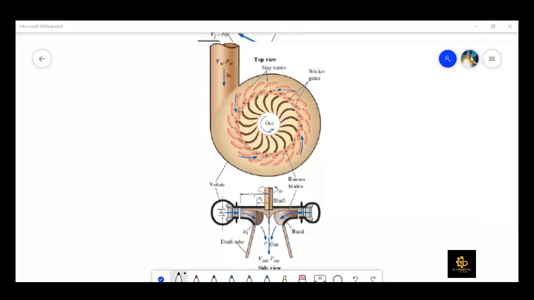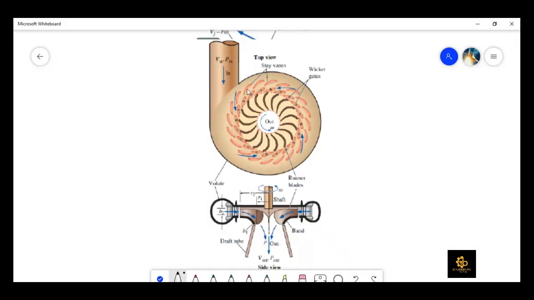So, as I was discussing, in case of a centrifugal pump, usually the water comes from the impeller eye, and then it goes outward radially. But here you can see that the fluid is coming tangentially from this pipe, and then it comes into this first row of blades, which we call the stay vanes.